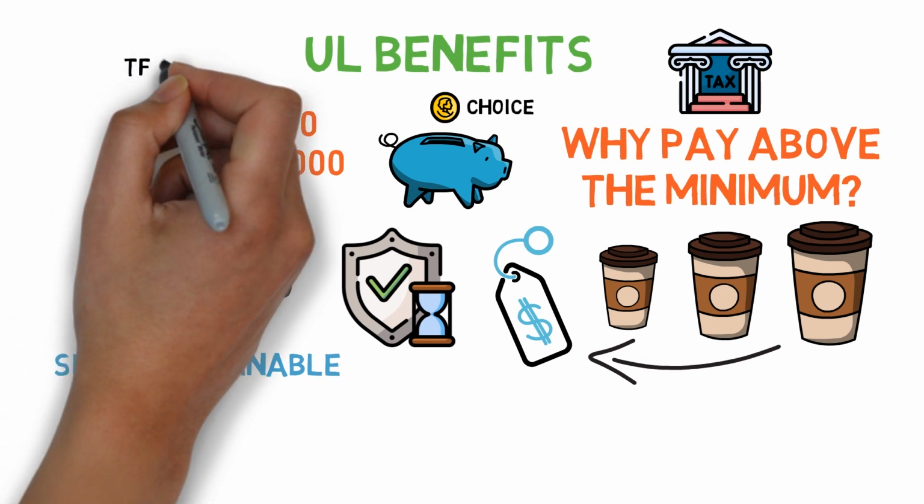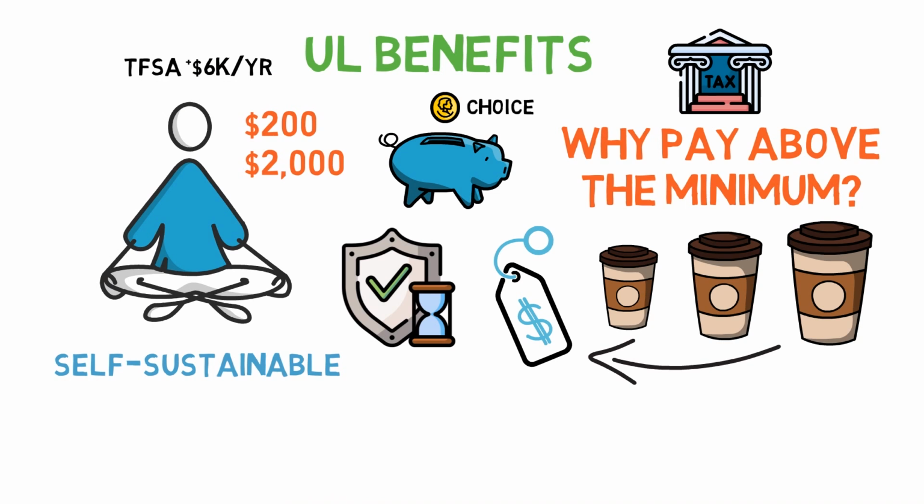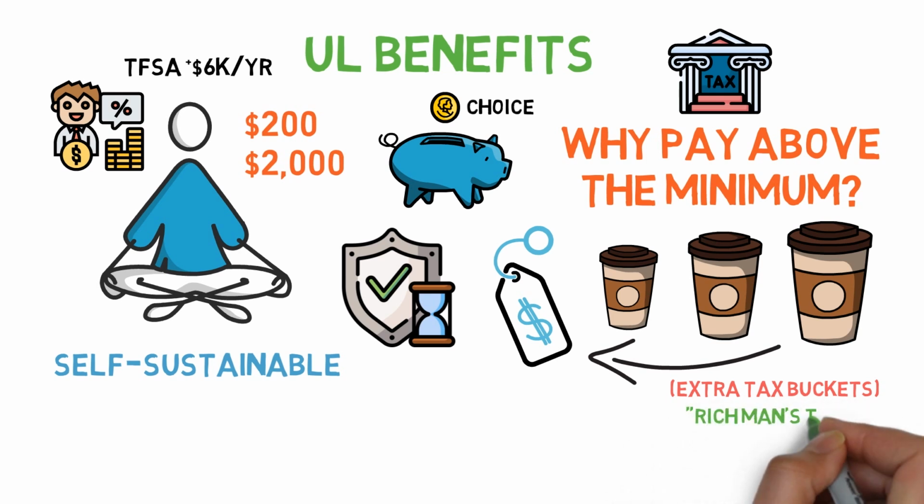Remember, tax-free saving increases the room by $6,000 every year. If you're a high-income earner, you should max out the room pretty quickly. So a lot of business owners or professionals like to buy a universal life insurance to create more tax buckets besides from the tax-free saving or the RSP. And that's why universal life insurance is also called the rich man's tax-free savings account.